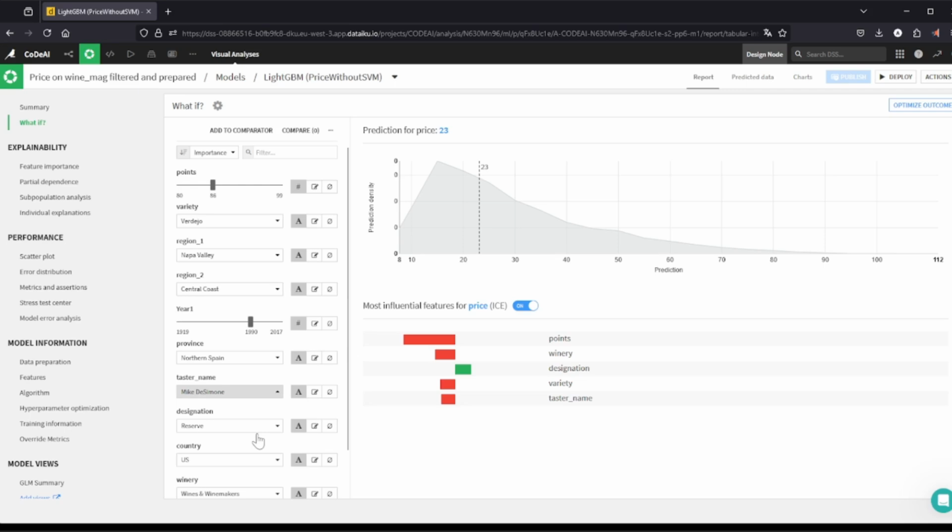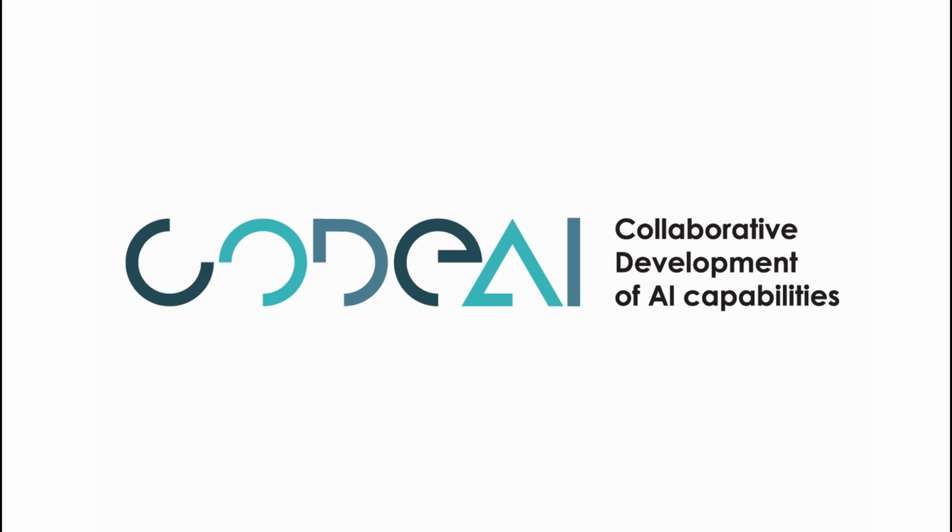To sum up, we've evaluated our AI model based on several metrics, visualized its performance, and tested different scenarios. While the model shows promise, it's clear that combining AI insights with expert knowledge is key to getting accurate and meaningful predictions. Thanks for watching, and we hope this helps you understand how to evaluate AI models effectively using AutoML tools like Dataiku DSS.